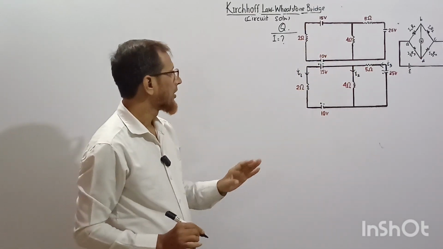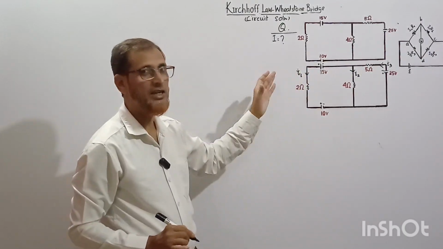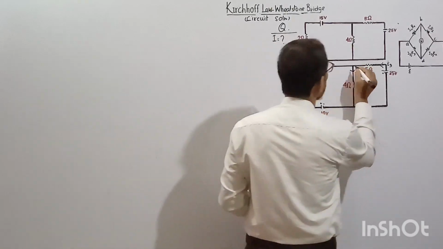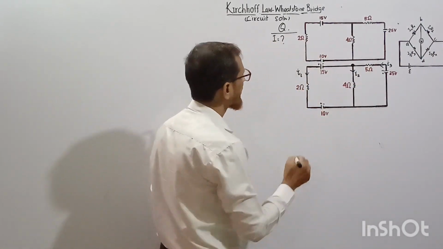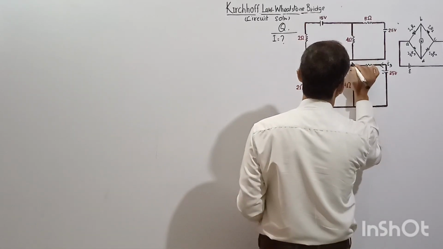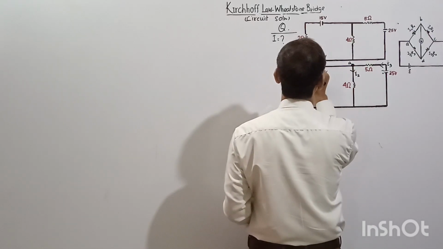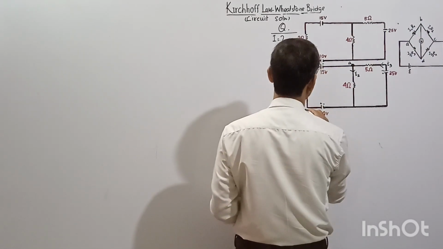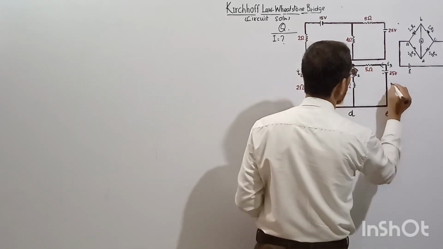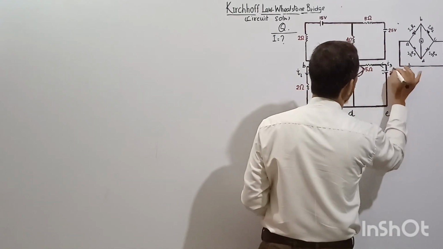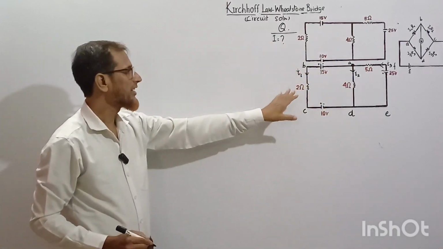And number 2, you have to specify the loop. So you have to label it A, B, C, D as you like. So the junction, this is a very prominent junction. This is a junction. Am I right? So let us start from this A. This is B. This is C. And this is D, E, F. Am I right? So we have labeled it by A, B, C, D.